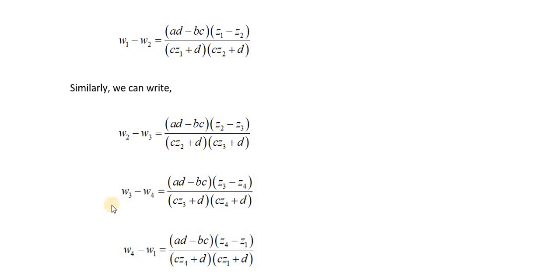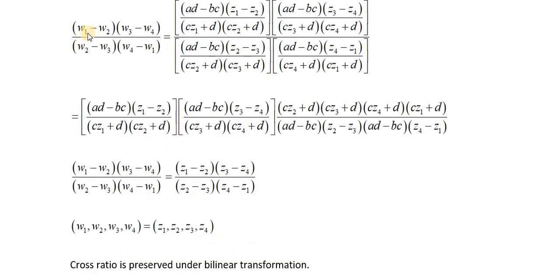And also similarly we can write W3 minus W4 and also W4 minus W1. So I am going to substitute the values of W1 minus W2, that is this one, W3 minus W4 is this one, W2 minus W3 is this one, W4 minus W1 is this one. Okay. Next, this is our numerator as it is. If the denominator contains a fraction, then it will reciprocate. Then we are going to get this term. Next observe here AD minus BC is there.